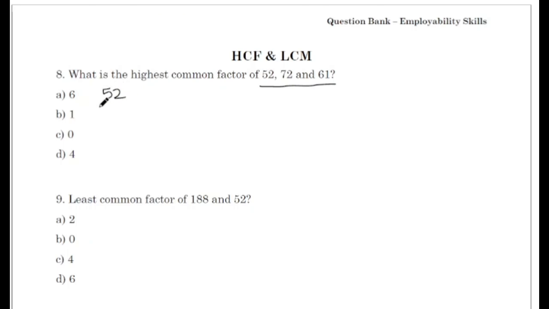Write 52 and try to divide it by the smallest prime factor. The prime numbers, let us understand the prime numbers. I have already told you what prime numbers are. So 52 divided by 2. 2 ones are 2, 2 twos are 4.